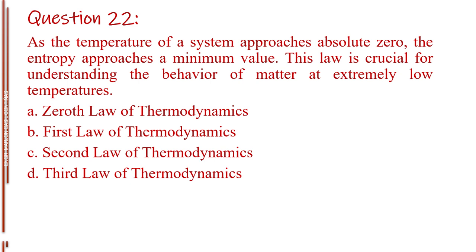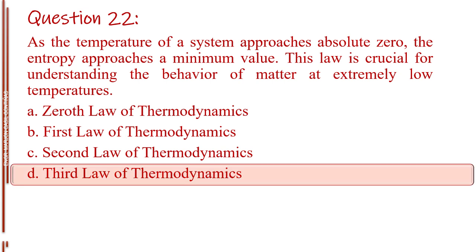Question number 22. As the temperature of a system approaches absolute zero, the entropy approaches a minimum value. This law is crucial for understanding the behavior of matter at extremely low temperatures. Letter A, Zeroth law of thermodynamics. Letter B, first law of thermodynamics. Letter C, second law of thermodynamics. Letter D, third law of thermodynamics. The answer is letter D, third law of thermodynamics.